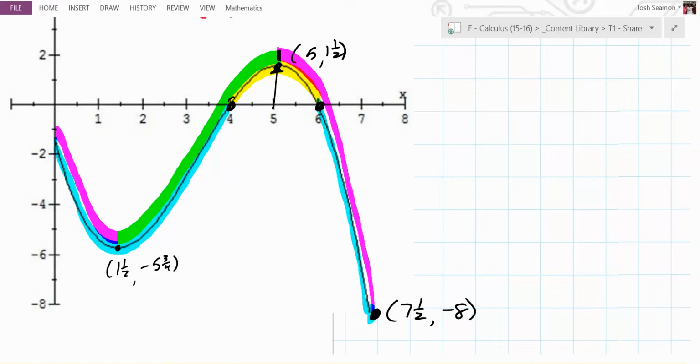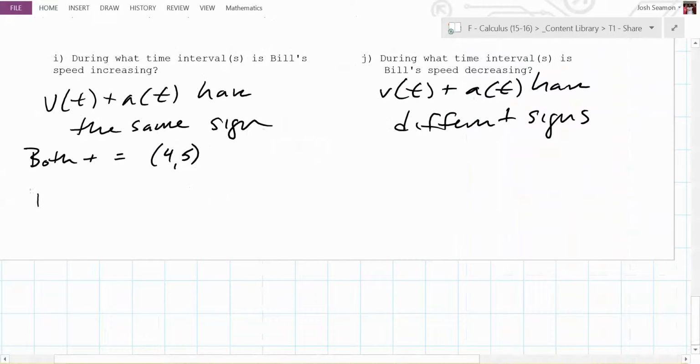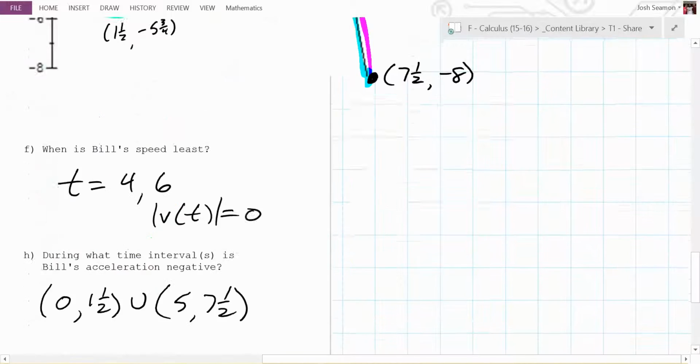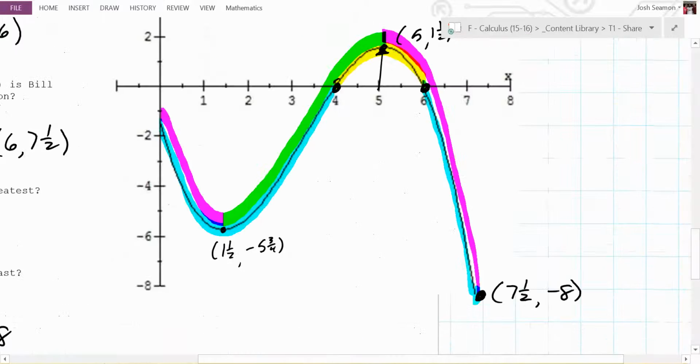So both positive is 4 to 5, and negative is blue and what? Purple. Where's blue and purple? 0 to 1.5 and 6 to 7. What is it? 0 to 1.5, yep. So both negative is 0 to 1.5, and where else? 6 to what? 7.5. Union. 6 to what? 7.5.